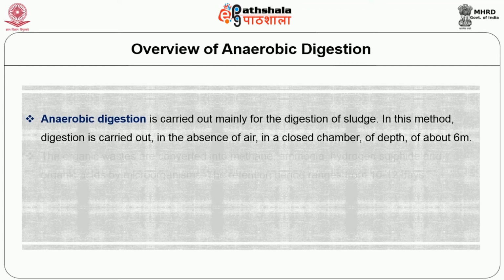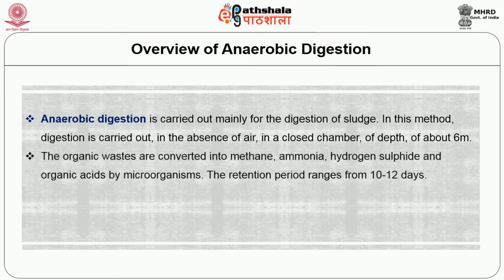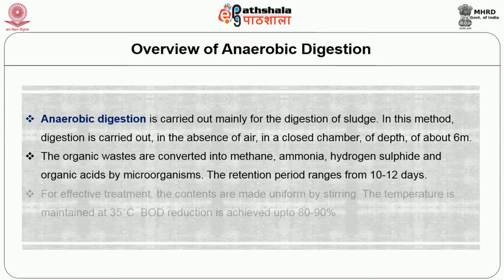Now, let us have an overview of anaerobic digestion. Anaerobic digestion is carried out mainly for the digestion of sludge. In this method, digestion is carried out in the absence of air in a closed chamber of depth of about 6 meters. The organic wastes are converted into methane, ammonia, hydrogen sulfide and organic acids by microorganisms. The retention period ranges from 10 to 12 days.